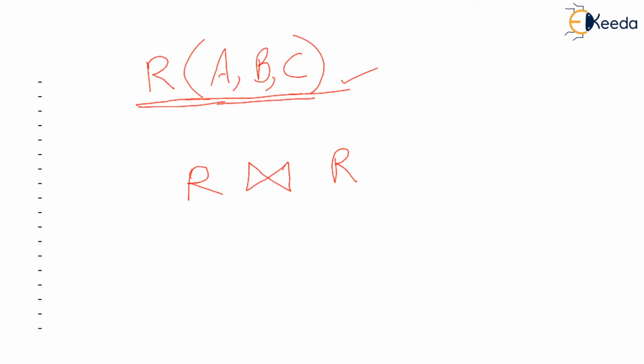In that case, after joining this table R with R itself, we want to compare the left hand side table's value of A. That means we want to compare R dot A, that is attribute A, column A of table R, with attribute A of table R on the right hand side. Both these tables have got joined, and now we want to compare left hand side A with right hand side A.